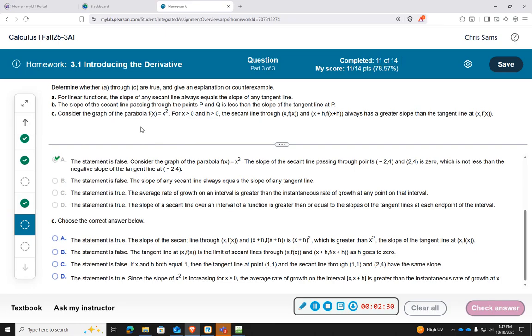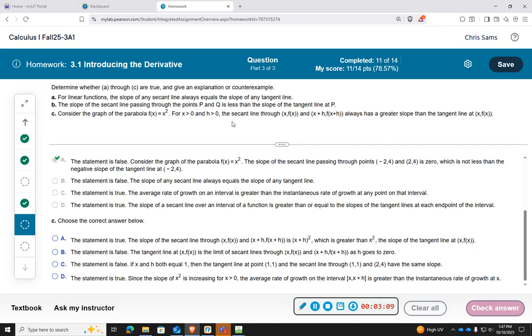And C, it says consider the graph of the parabola f of x is equal to x squared, and this is for x is greater than 0 and h is greater than 0. The secant line through x, f of x and x plus h, f of x plus h always has a greater slope than the tangent line at x, f of x. And again, this is similar to example B. That is not going to be true for every case.